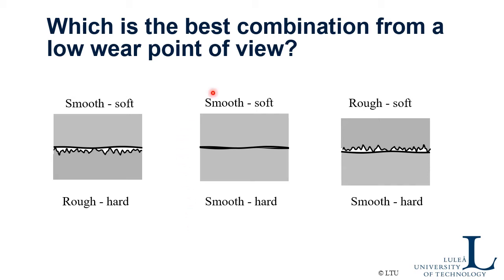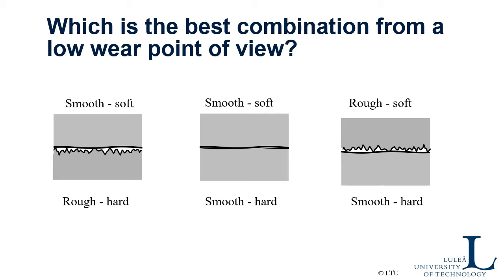In the middle case here, you have a smooth, soft in contact with a smooth, hard. Well, that will mean that you deform the surfaces pretty much when you put them in contact under load, and you form a relatively big area of contact, and when you start sliding one relative to the other one, you may have strong adhesive forces and you may have a lot of adhesive wear. So that's not a very good case either.